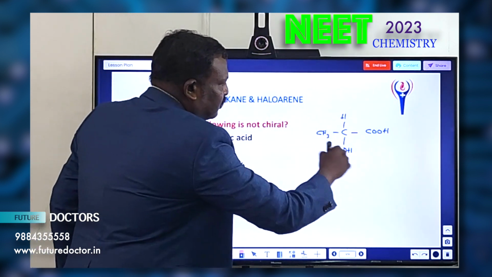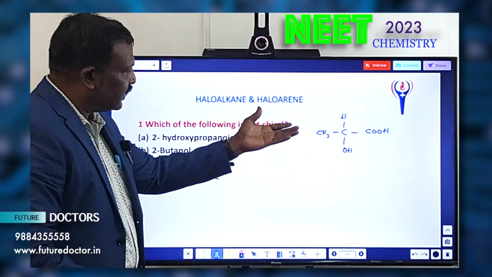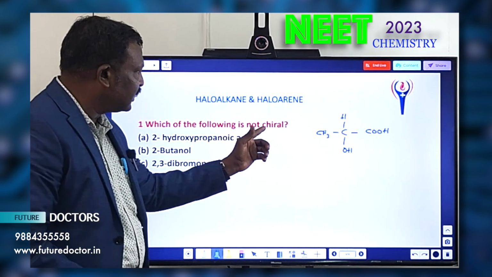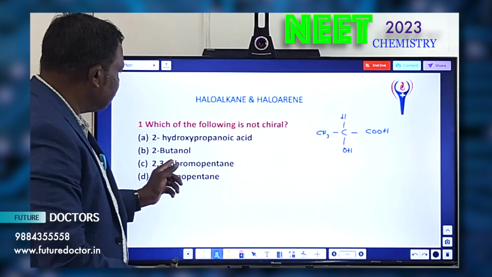Now see this carbon atom. Around the carbon atom, all the groups are different, no? So it is a chiral carbon. It is a chiral compound. It is an optically active compound. Understood? But the question is what? It's not chiral. So this is not the answer, isn't it? So likewise we have to write all of these.